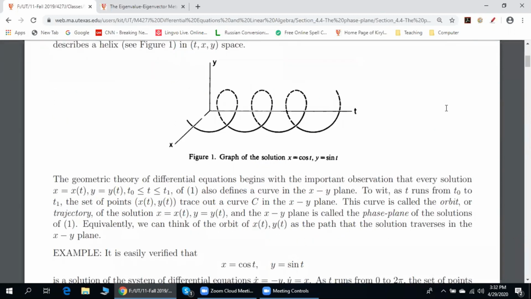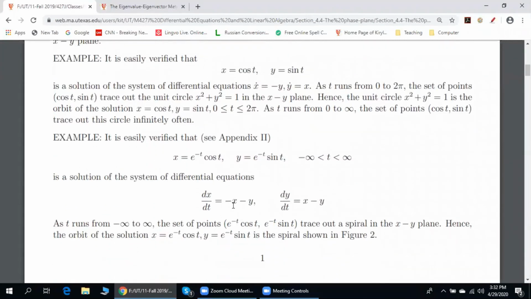Thank you. So most important thing, the orbit is the projection of a three-dimensional curve on the xy plane that we call phase plane. Here's example number 2. Consider this system of equations. In appendix 2, we show that its particular solution is this.